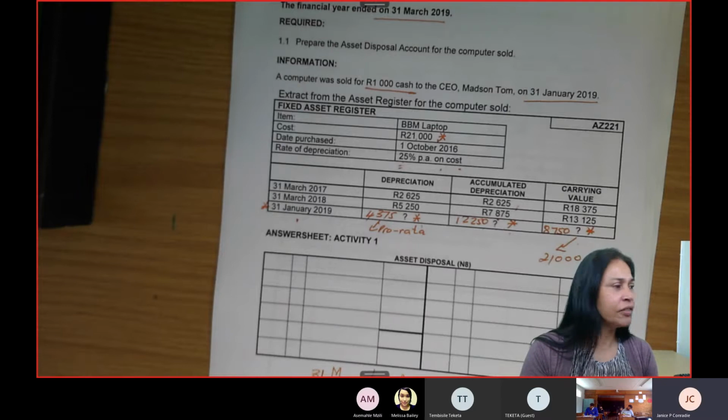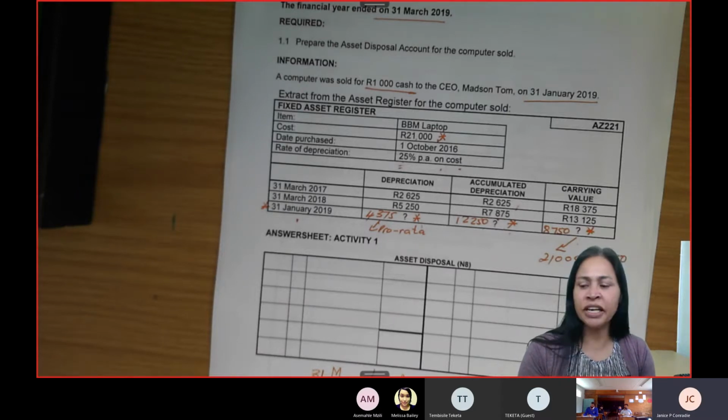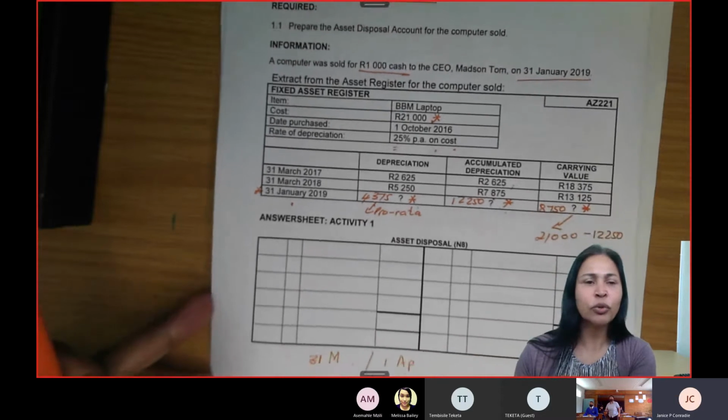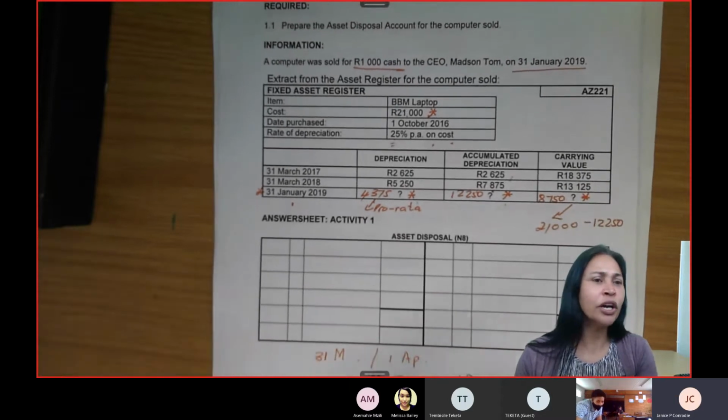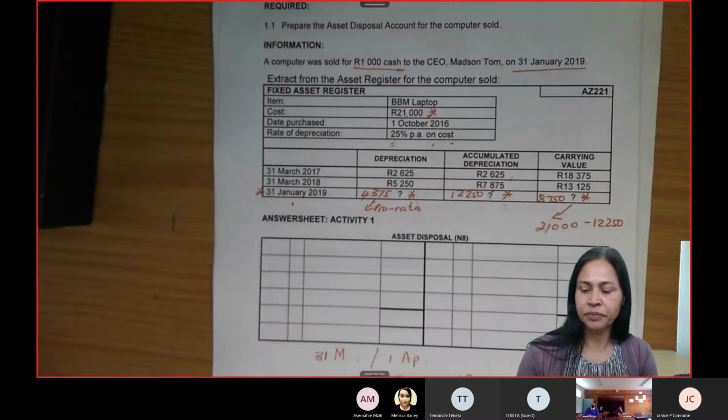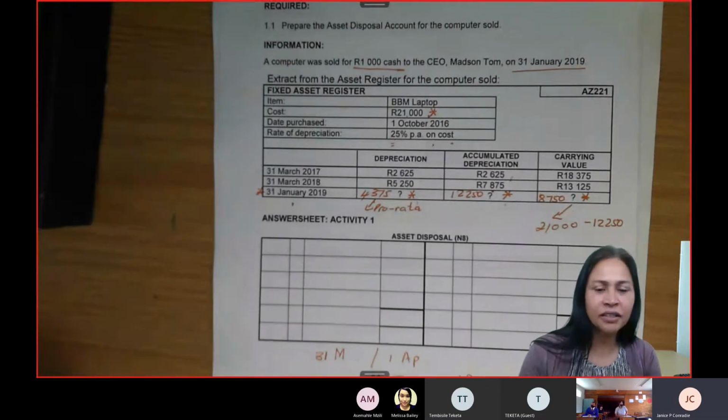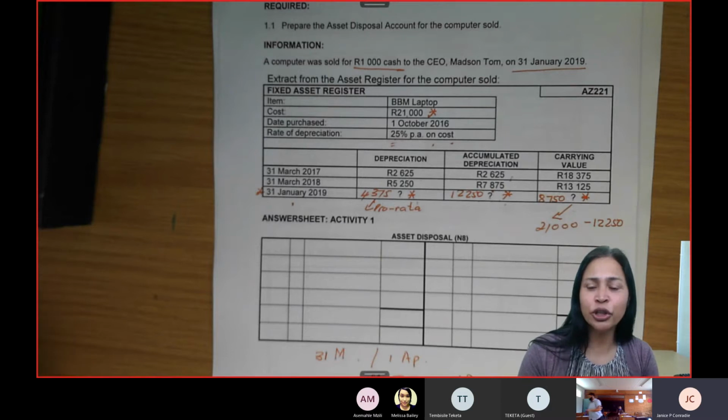Can we have a heads up of where I need to start? I would like the learners to give me input as in, where do I start with my asset disposal account? What do I record? Say again? Can we repeat that, please? Must I repeat what it is that I require of you, or what it is that you need to do? What does it require of us, please?